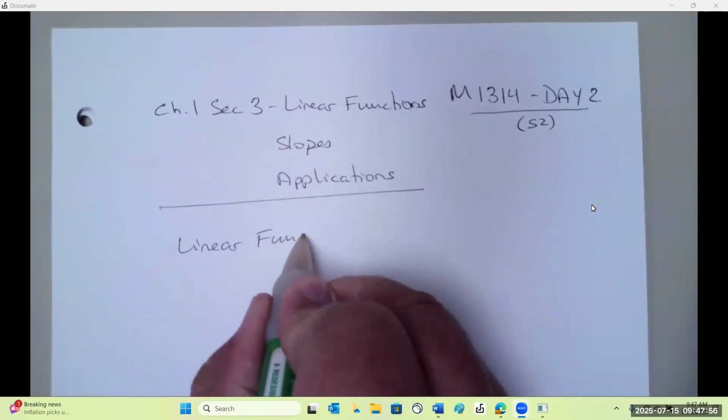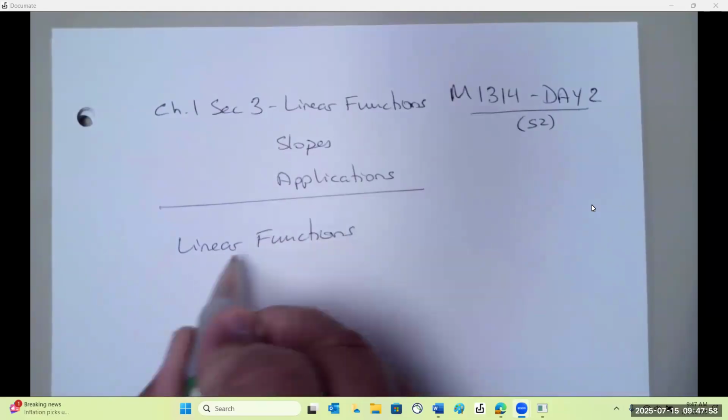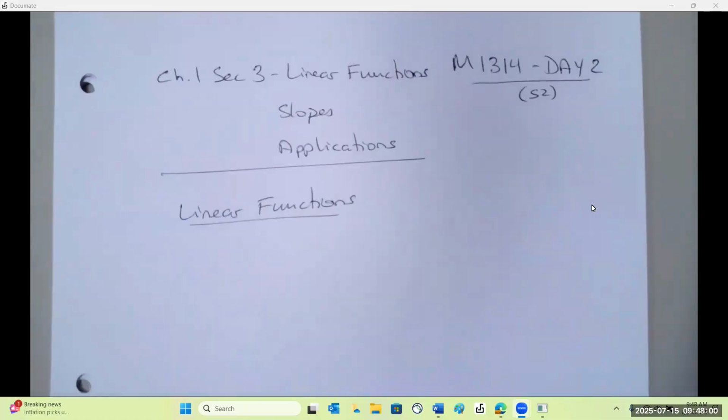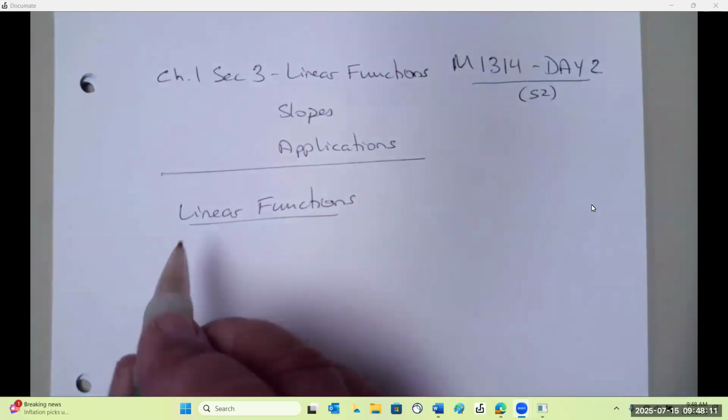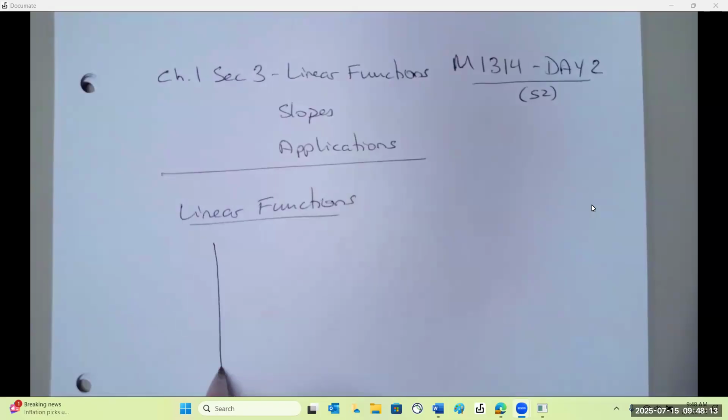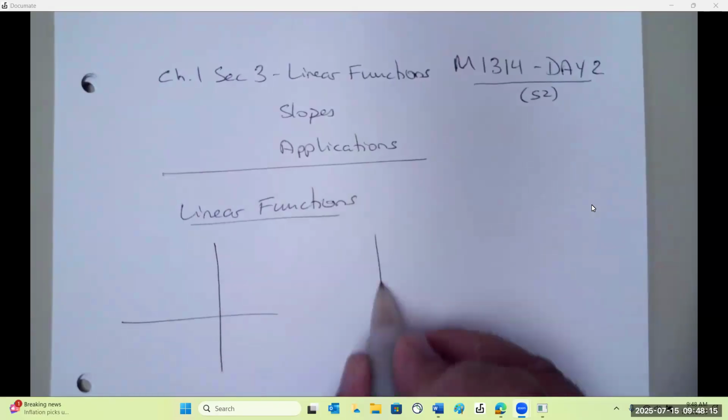Linear functions. We'll define functions later on. Pretty much right now, look at it as a linear equation. We know a linear equation from the graph. The graph of a linear equation we talked about, there are three of those.